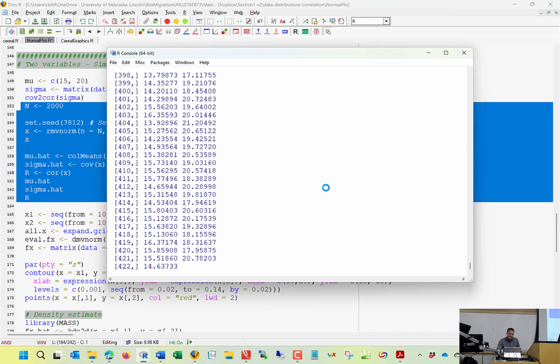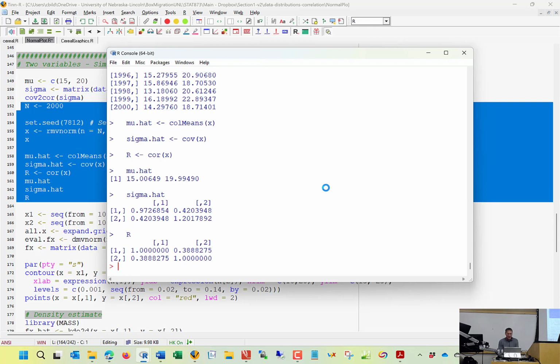Oh, okay, well, we just have to be patient. I have it set up so that I can actually see everything being printed, and that's not the default, but sometimes it's useful to see that. And we can see, look at that mu hat vector. Indeed, it is quite closer to that mu.